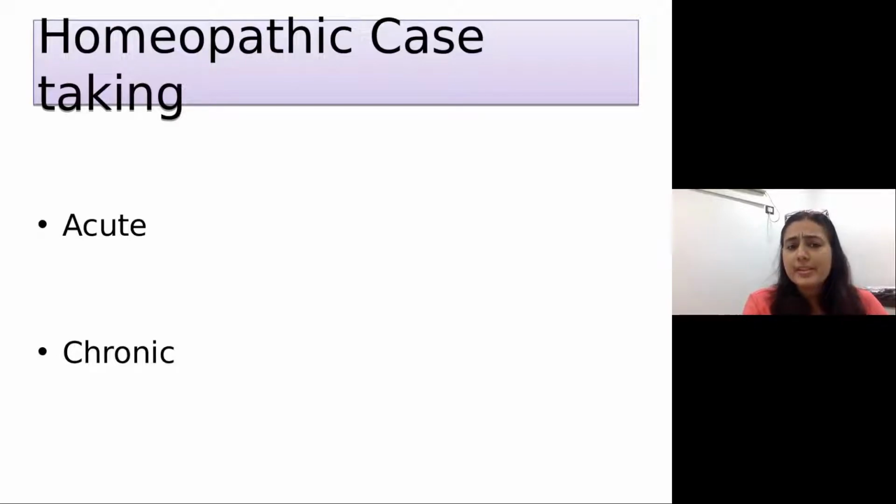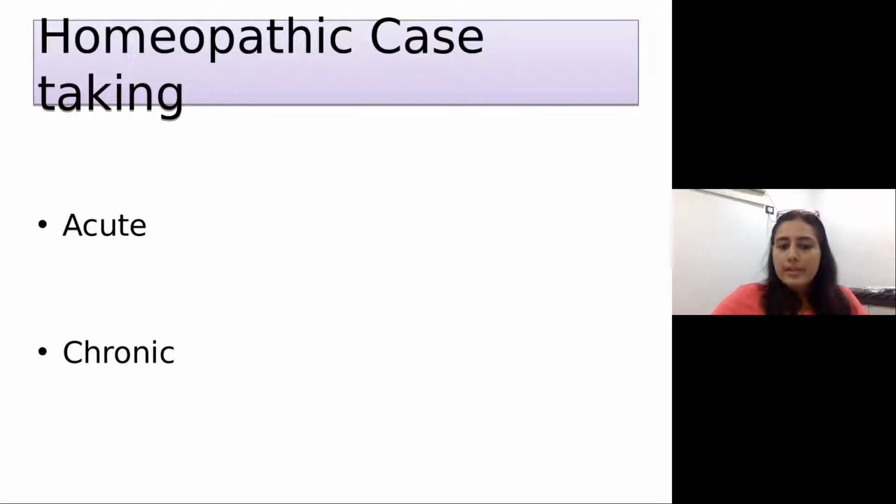Broadly, we have two types of case taking in our clinic. One we call acute case taking, and one we call chronic case taking. What is the difference between them? Acute case taking is when the person comes with an acute disease. It can be a simple fever, a diarrhea, or a patient in a collapsed condition, in ICU, or in the last stage of any disease. It can be anything when we say it is an acute case taking.